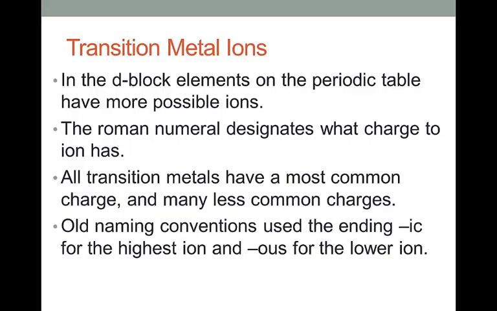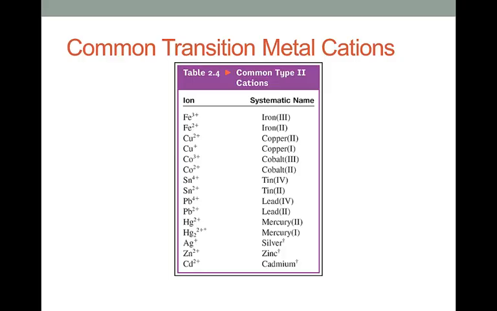There's also some old naming conventions that were used where they would end the name of the ion with the higher charge, ic. So it would be ferric, would be iron 3, and then anything lower than that would be ous, so iron 2 would be called ferrous. These are some of the common transition metal cations, and you can see their charges along with the Roman numerals. But basically, you need to memorize these.